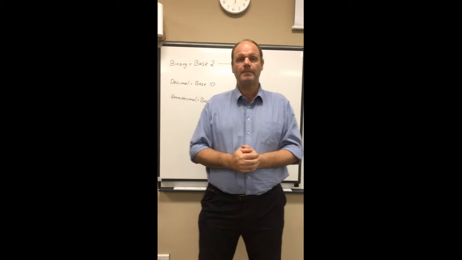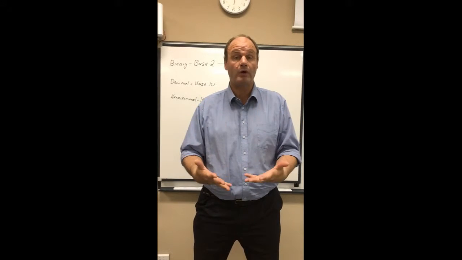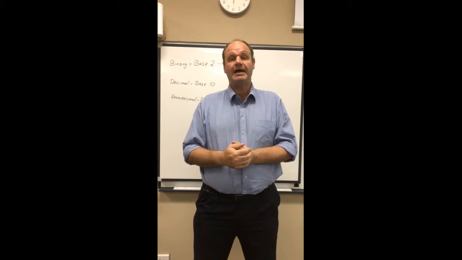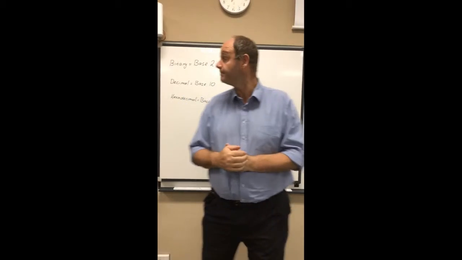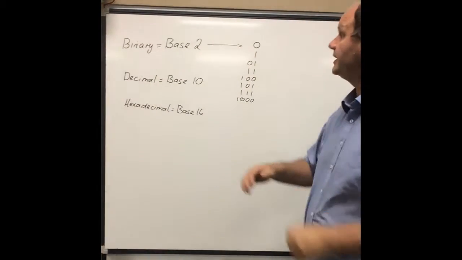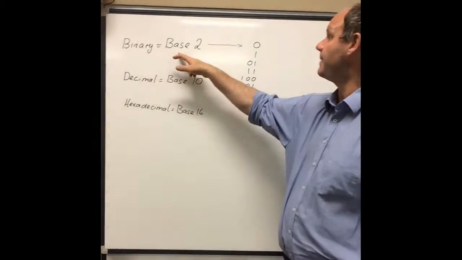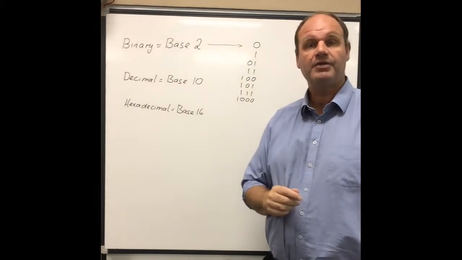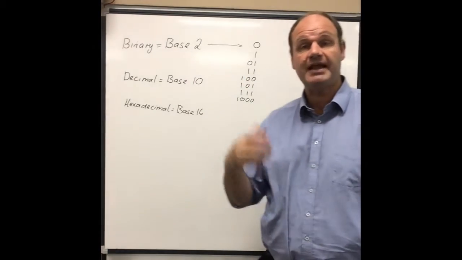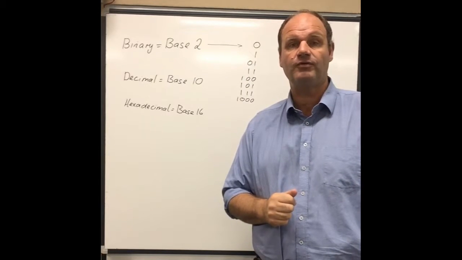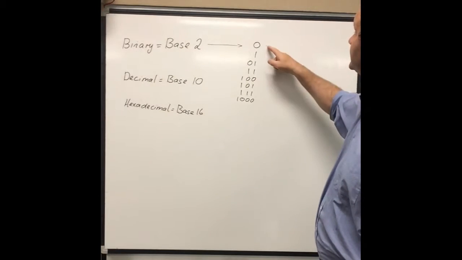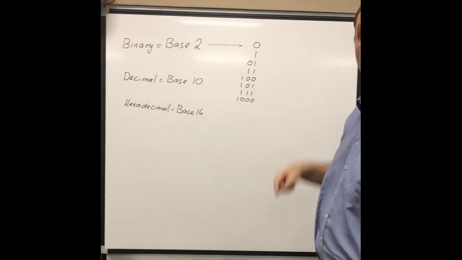Now when we talk about binary, obviously we talk about ones and zeros, and we call that base 2. Let me explain. Binary is known as base 2, and the reason it's called base 2 is because at the end of the day there are only two numbers ever involved in binary code. That is 0 and that is 1.